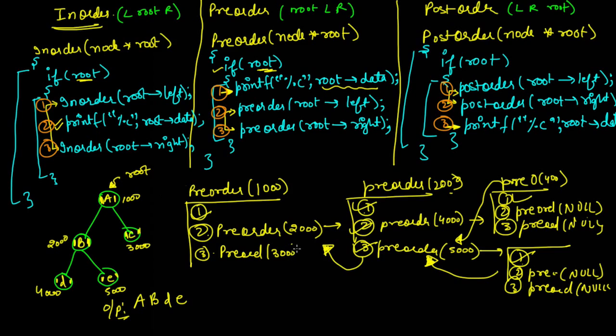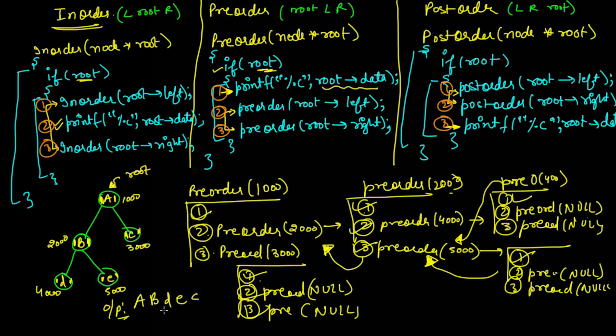3000. So when it called preorder 3000, it is going to execute line number 1, which prints the data present at location 3000, therefore it is going to print C. Then it is going to execute line number 2, which will be preorder null, and then line number 3, which is preorder null. So none of these statements will be executed. So if you see in preorder, the data printed is A, B, D, E, C.